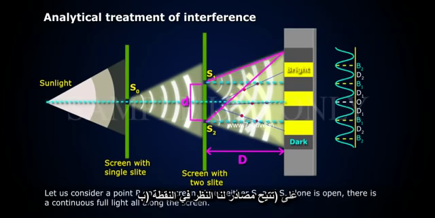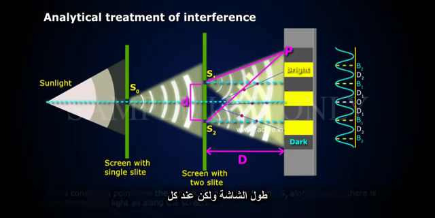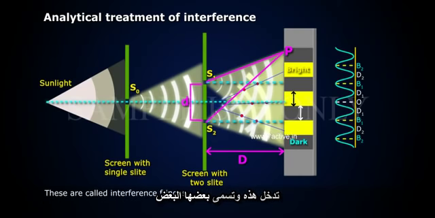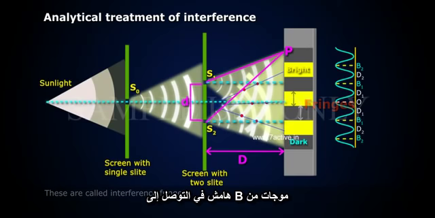Let us consider a point P on the screen. When either S1 or S2 alone is open, there is continuous full light all along the screen. However, when both the slits are open, this uniformity disappears. Instead, we have a set of alternate bright and dark vertical lines, equally thick and equally distant from each other. These are called interference fringes.